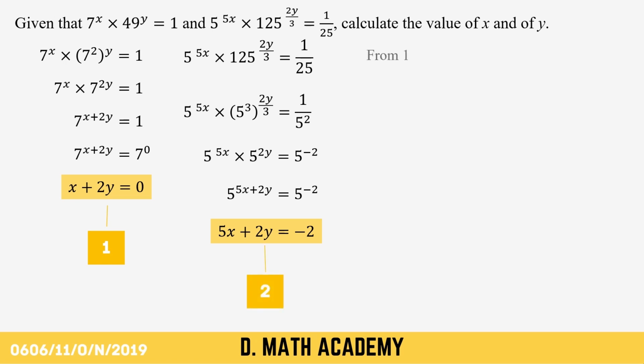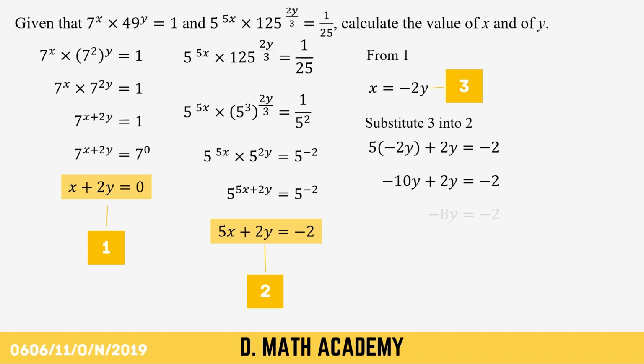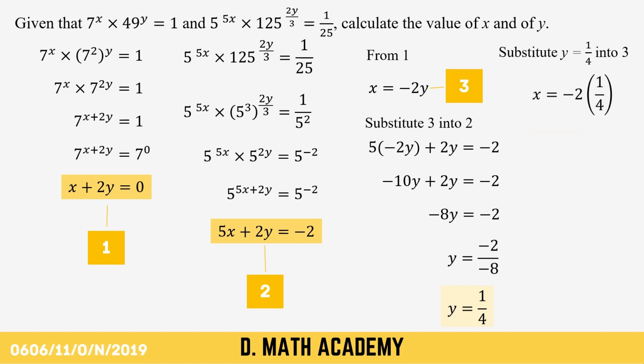So from equation 1 itself, you have the equation 3 as x equals to negative 2y. Substitute this into equation 2, then you will get negative 10y plus 2y equals to negative 2. Then you have your final result of y equals to 1 over 4. Substitute this 1 over 4 into your equation 3, then you get your x result as negative 1 over 2.